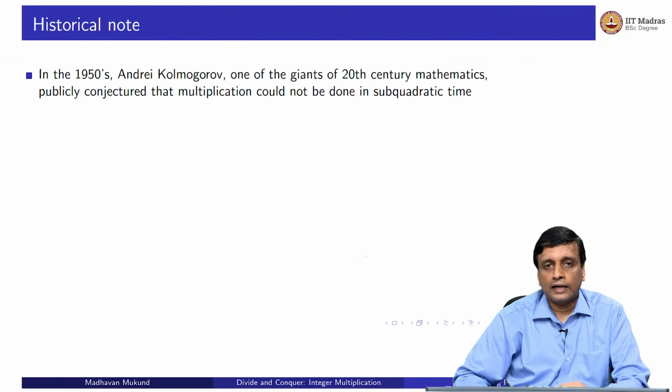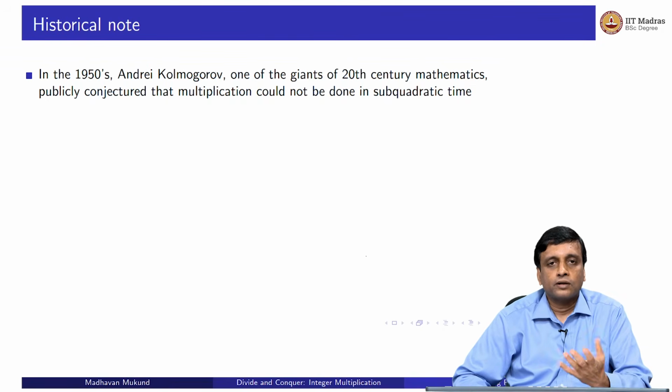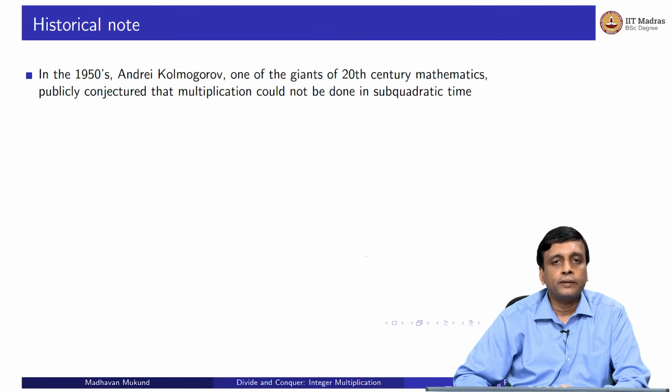So this algorithm has an interesting story behind it. So let's just look at that. Andrei Kolmogorov, you may have heard the name, is one of the towering figures of 20th century mathematics. He has contributed to numerous disciplines. Most areas have some influence of Kolmogorov. So Kolmogorov in the 1950s conjectured that multiplication could not be done in less than quadratic time.